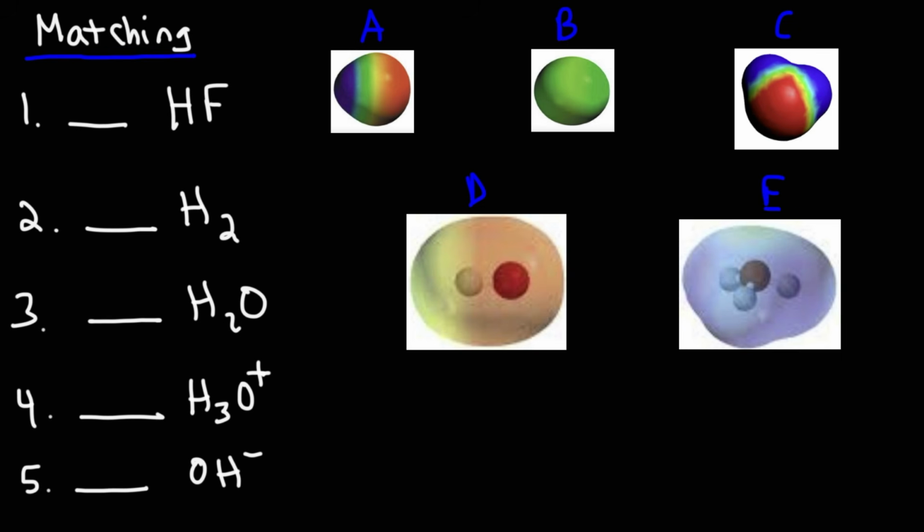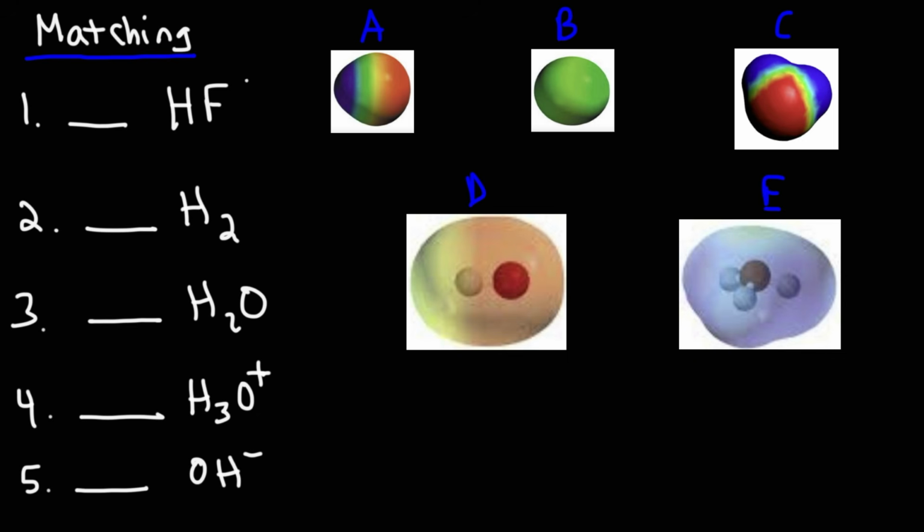Now let's work on a practice problem. So here we have electrostatic potential maps of different molecules and ions on the right side, and we want to match it to the appropriate substance. So how can we do this? Remember, red represents negative, blue is positive, green is neutral.